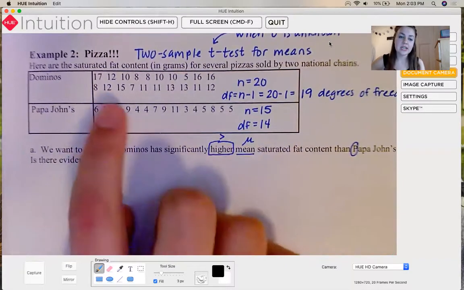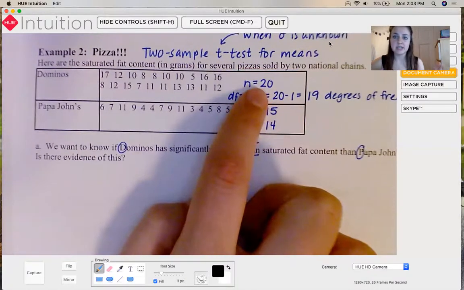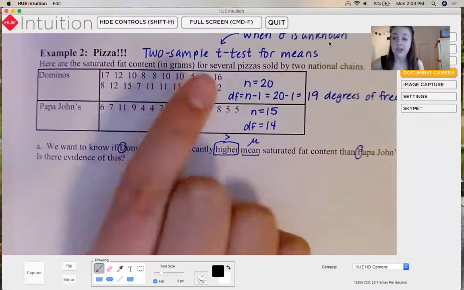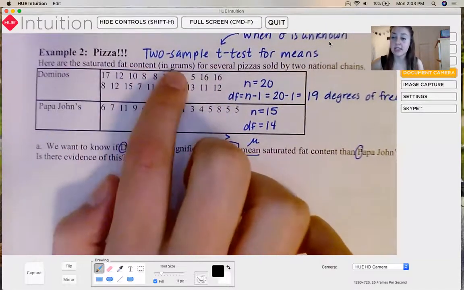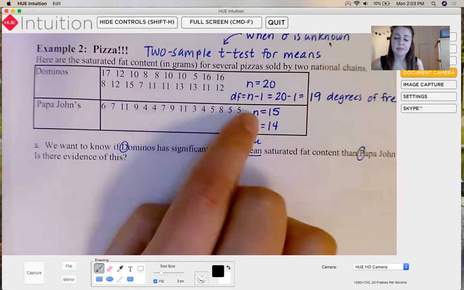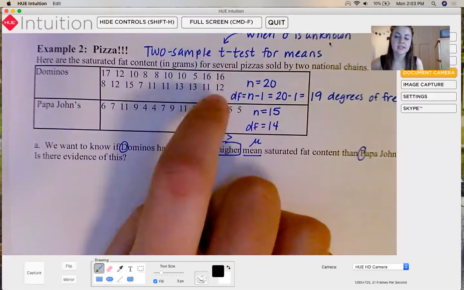And so what I did is I collected, in this particular problem, 20 different pizzas. So I could actually count 1, 2, 3, 4, 5, 6, 7, 8. You get the picture. There's 20 different pizzas that I recorded the fat content in grams for. And for Papa John's, I did the same. Well, I only did 15. And that's actually okay. If you have two different populations, you can have two different sample sizes.